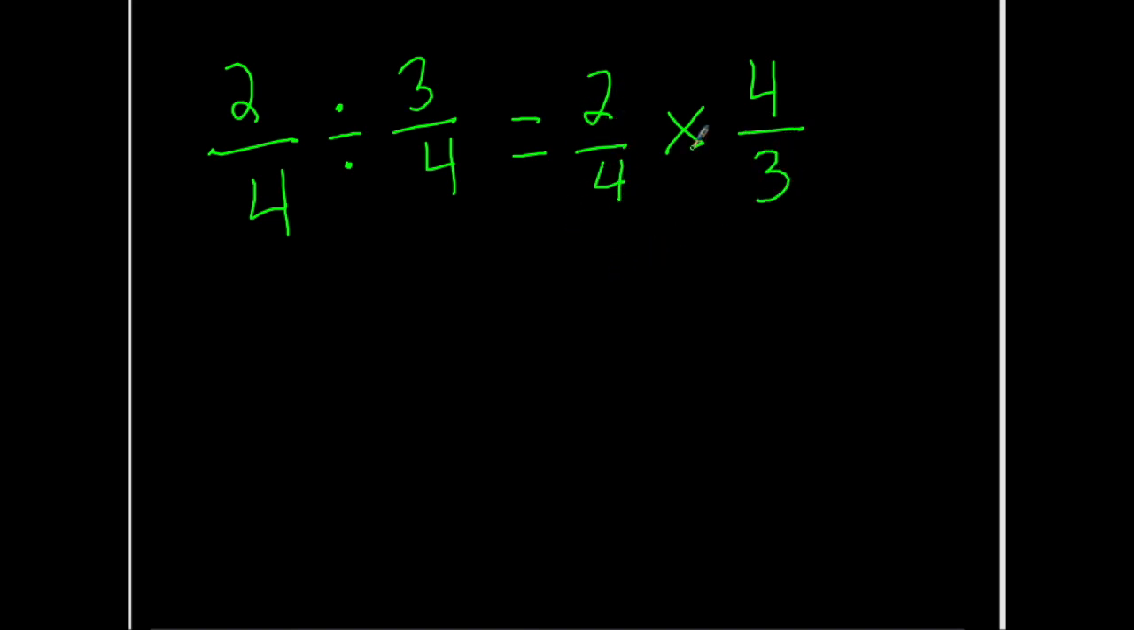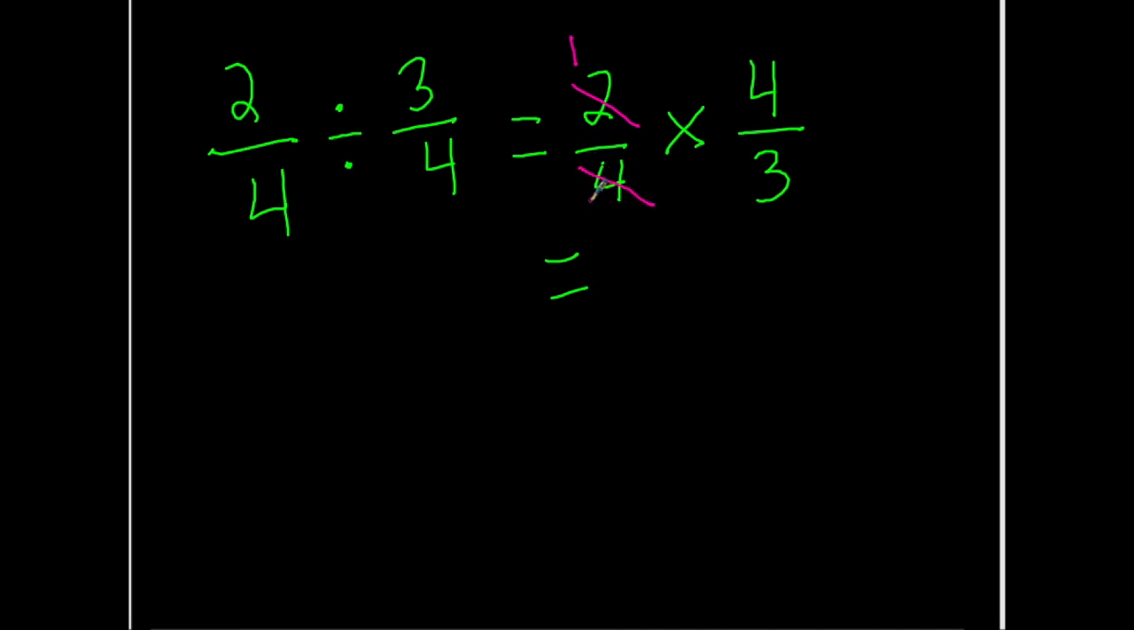Keep the first fraction the same, change the division into multiplication, and flip the second fraction. Now you can reduce the first fraction. What common number can go into 2 and 4 at the same time? 2. 2 divided by 2 is what? 1.